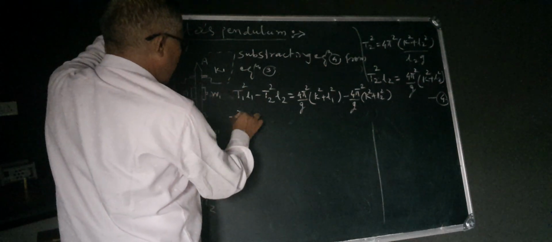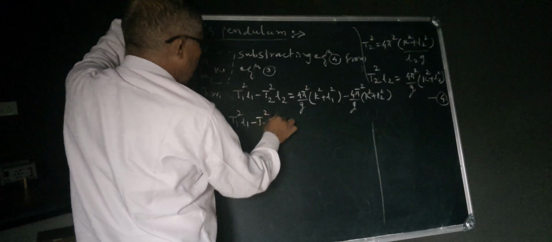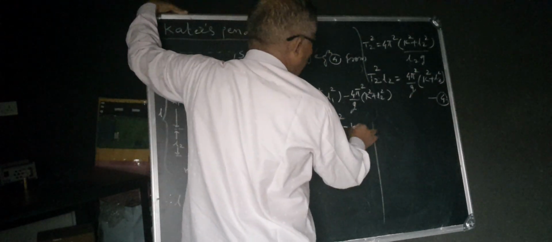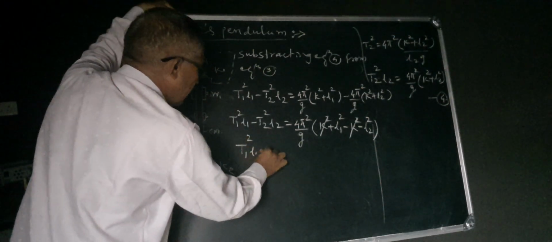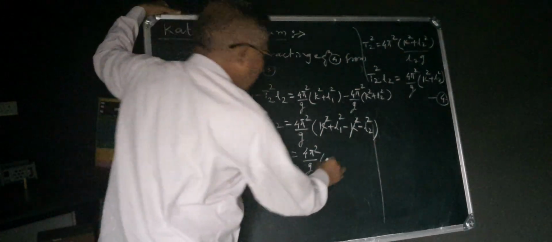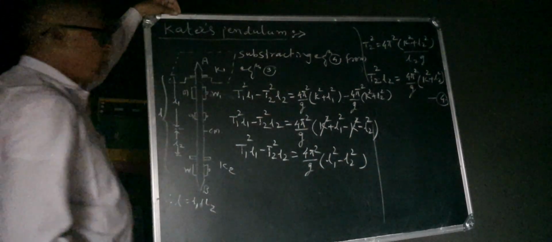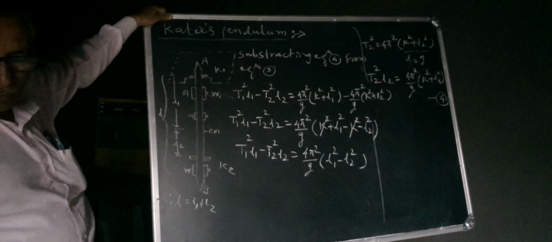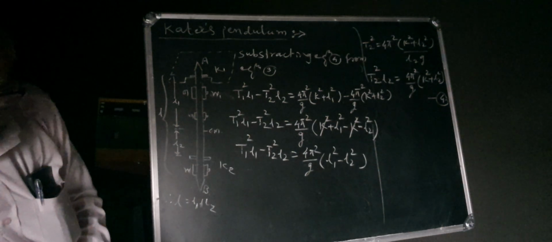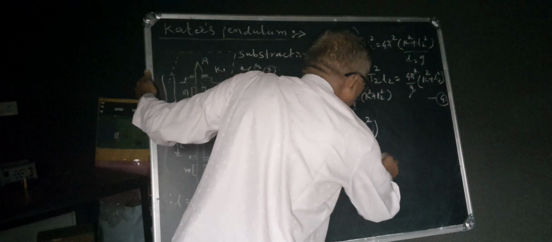Here t1 square into L1 minus t2 square into L2 equals 4 pi square upon g, which is common, into the bracket k square plus L1 square minus k square minus L2 square. Here the k square minus k square will get cancelled, and t1 square into L1 minus t2 square into L2 equals 4 pi square upon g into the bracket L1 square minus L2 square. This is the simplified form of the equation, and we will number this equation as equation number 5.